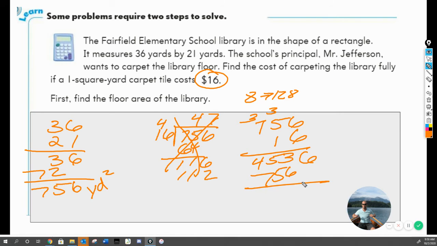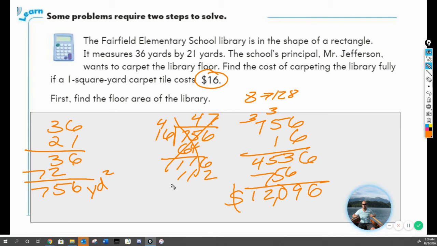1 times 756 is going to be 756, 6, 9, 0, 1. Oh, I sure hope it's $12,096. Seems expensive, doesn't it? 36 by 21. Yeah, that's got to be correct.